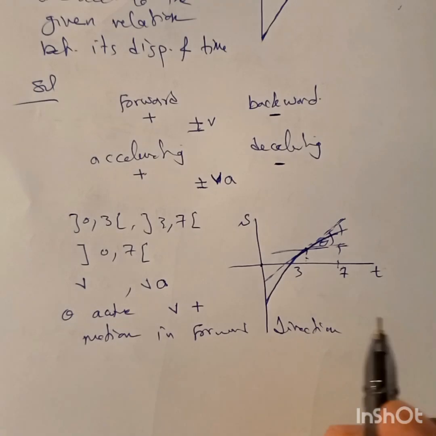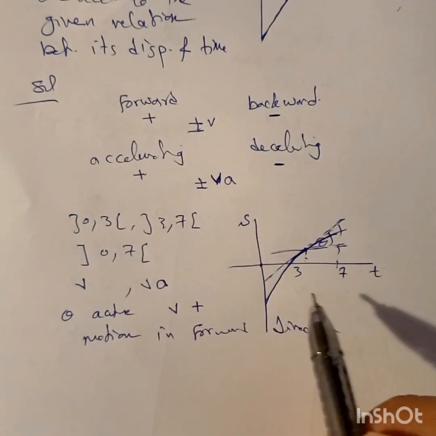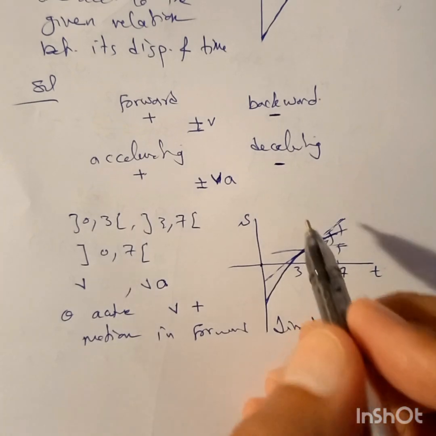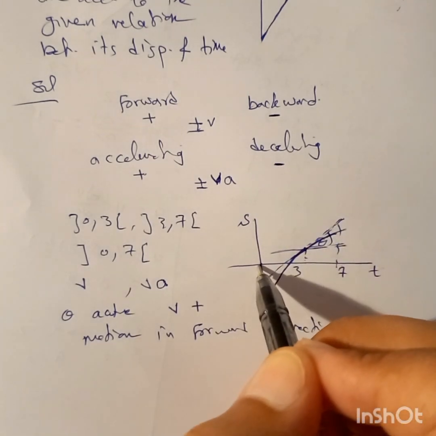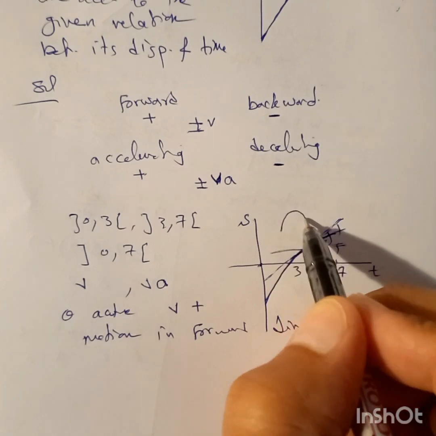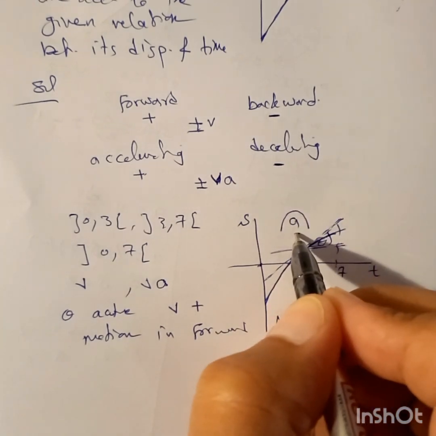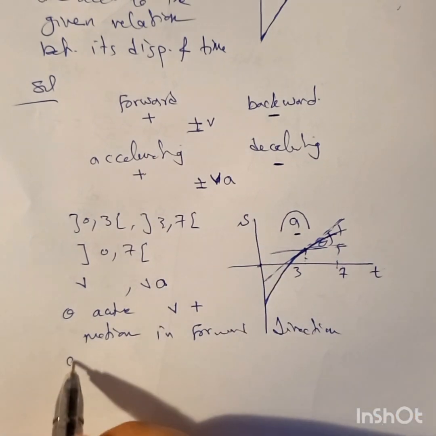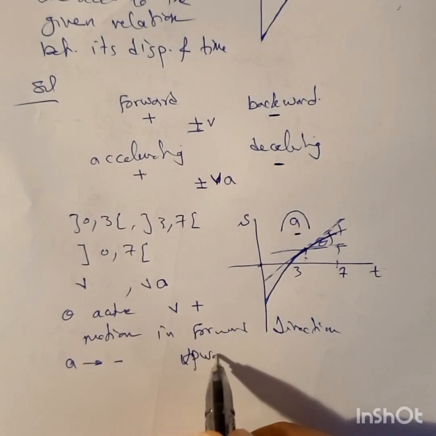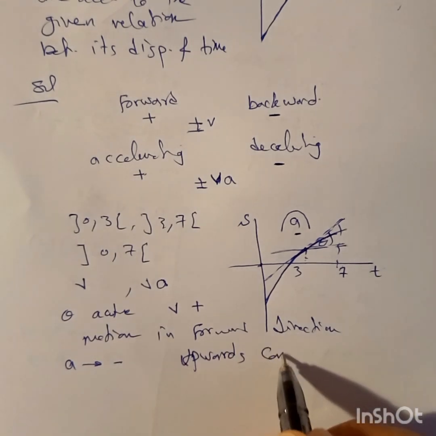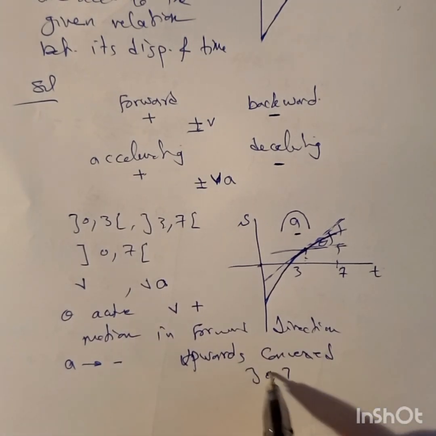Also we need to find the acceleration, as we are dealing with st. Then we have to identify the convexity of the curve over the time interval from 0 to 7. Here the curve is upward convex, then acceleration is negative. Then we have a is negative as the curve is upward convex during the time interval from 0 to 7.